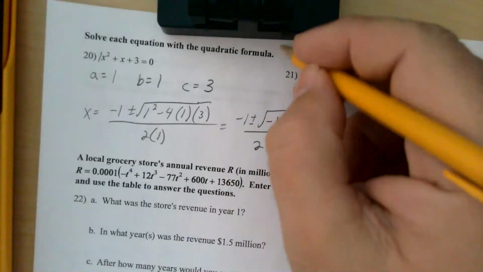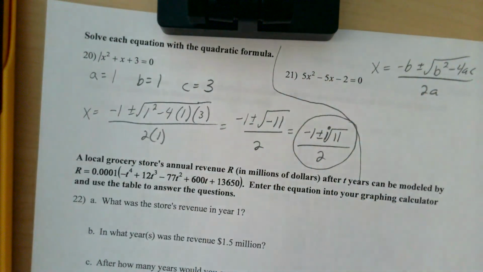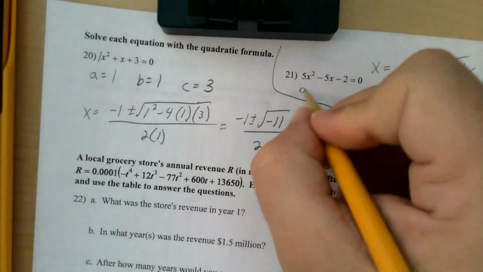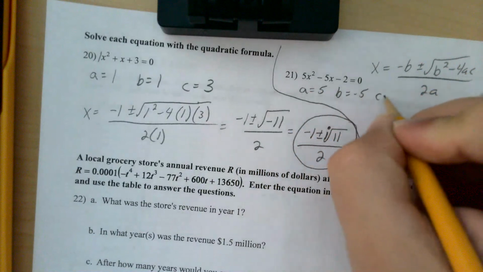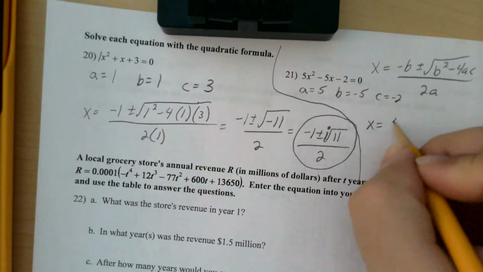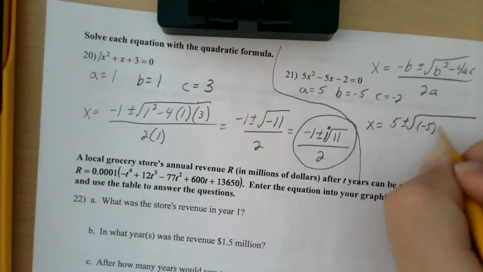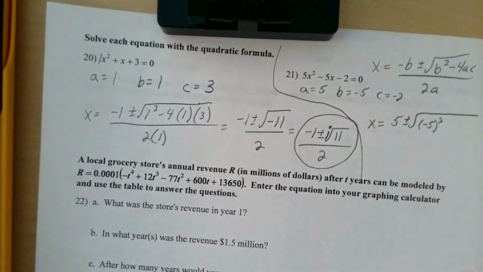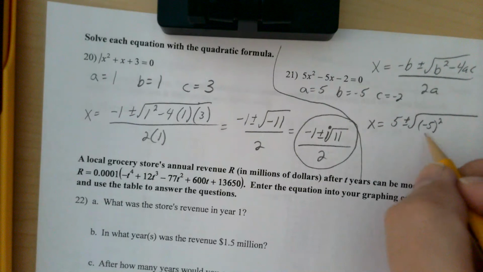Okay? Number 21 should be just as easy. The quadratic formula should be very easy. Again, I was nice enough to give you 0. So a is 5, b is negative 5, and finally c is negative 2. x equals 5 plus or minus the square root. Now make sure you put negative 5 in parentheses. Without those parentheses, you're going to get the wrong answer. So the calculator must have that.